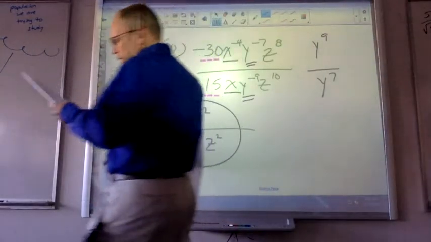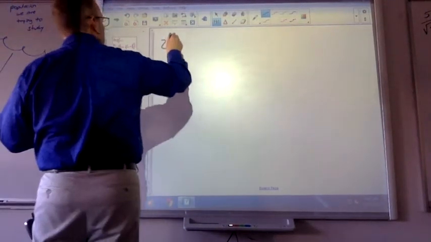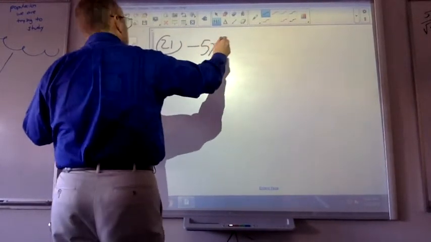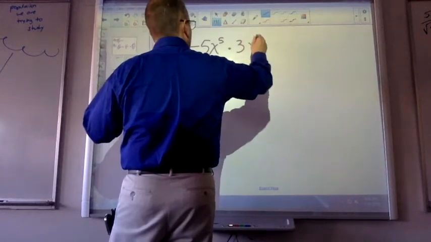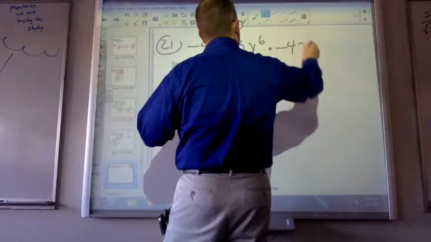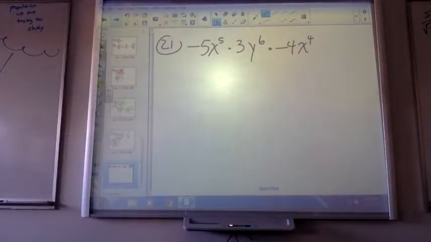21. Can I go to 21 yet? Okay, negative 5x to the 5th times 3y to the 6th times negative 4x to the 4th. Okay. Item number 1. Do I have any negative exponents? No, so nothing's going to move down. So this won't be a fraction as an answer. Is that okay for me to say that? So we don't have any negative exponents.